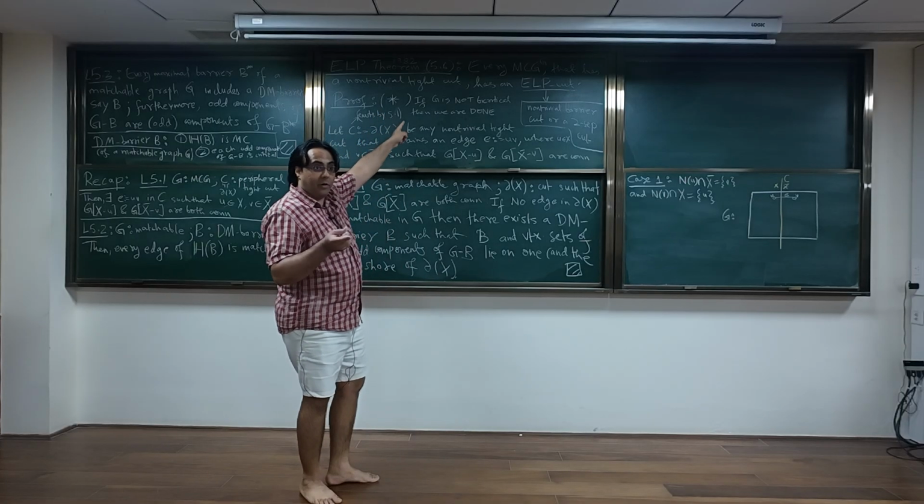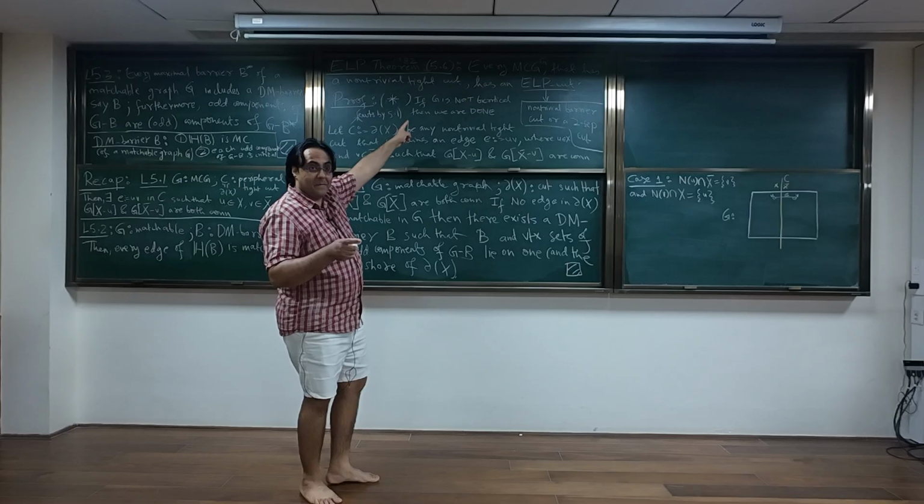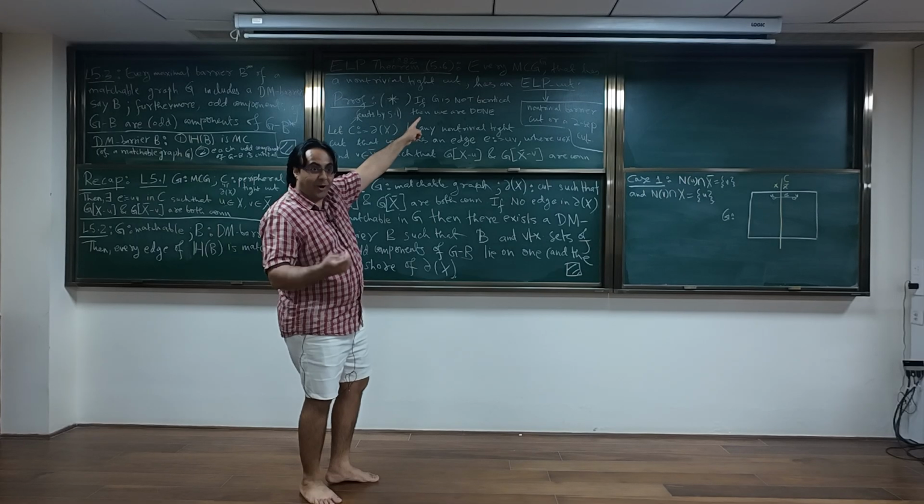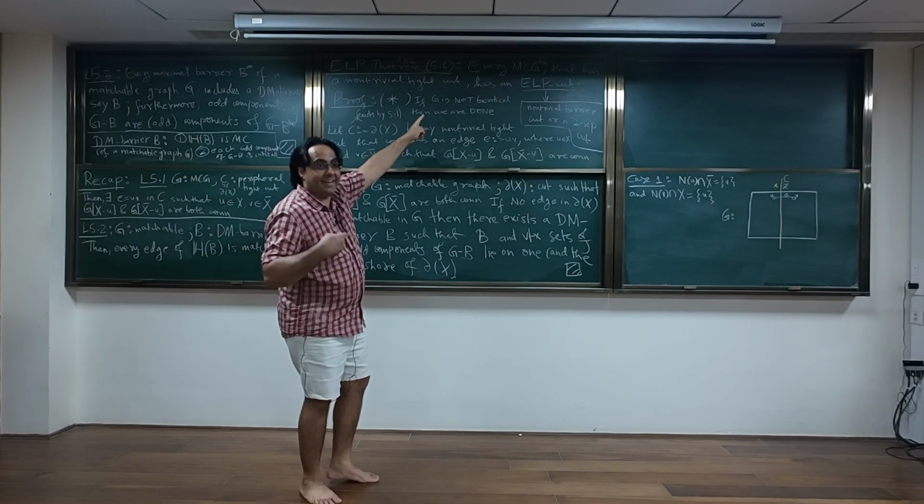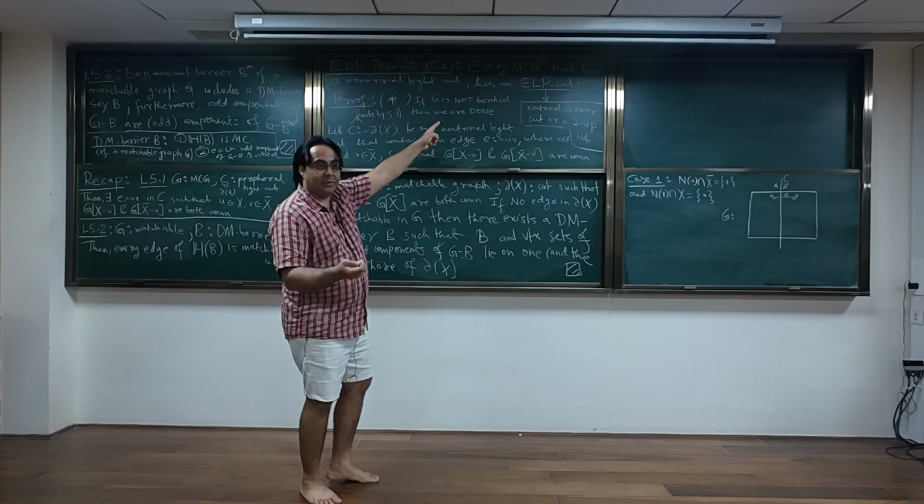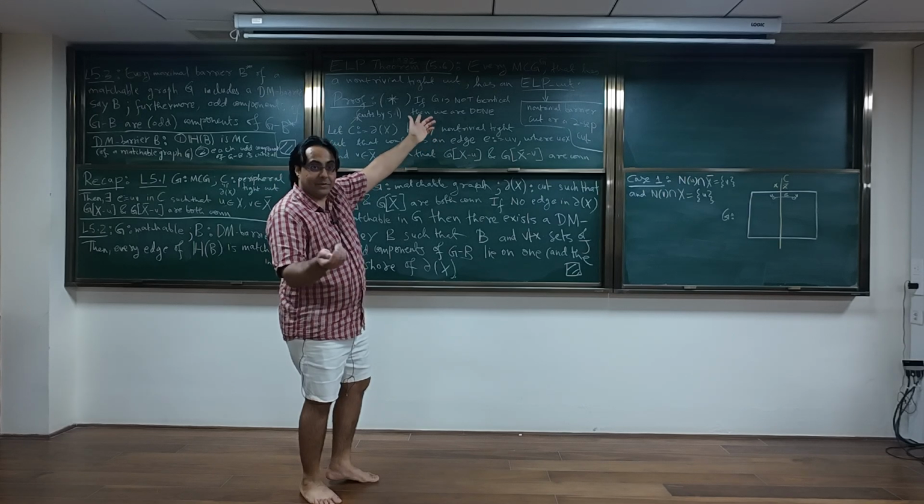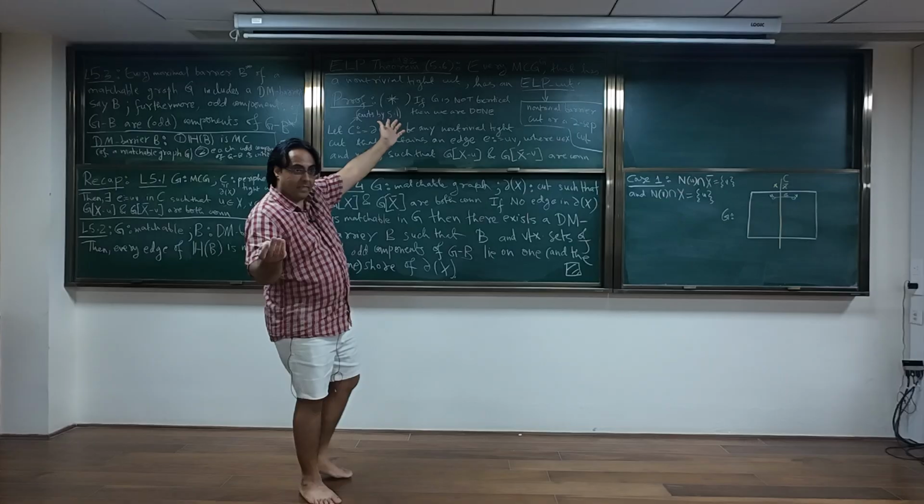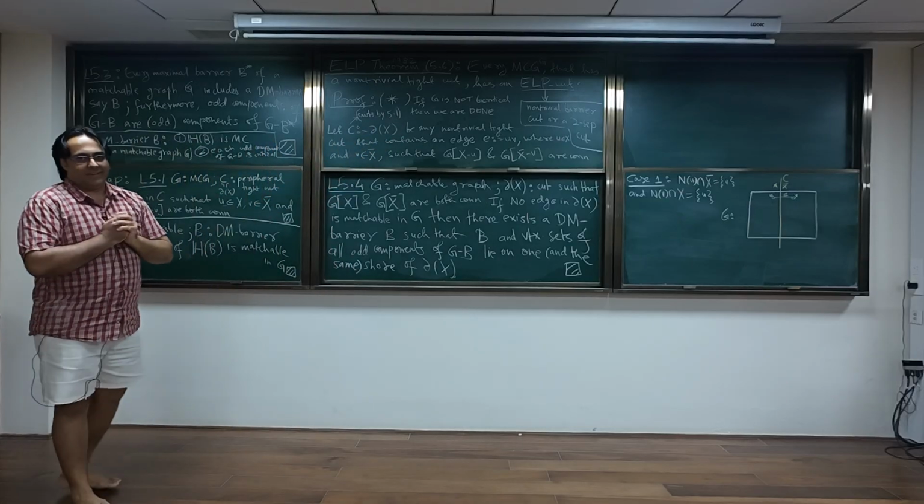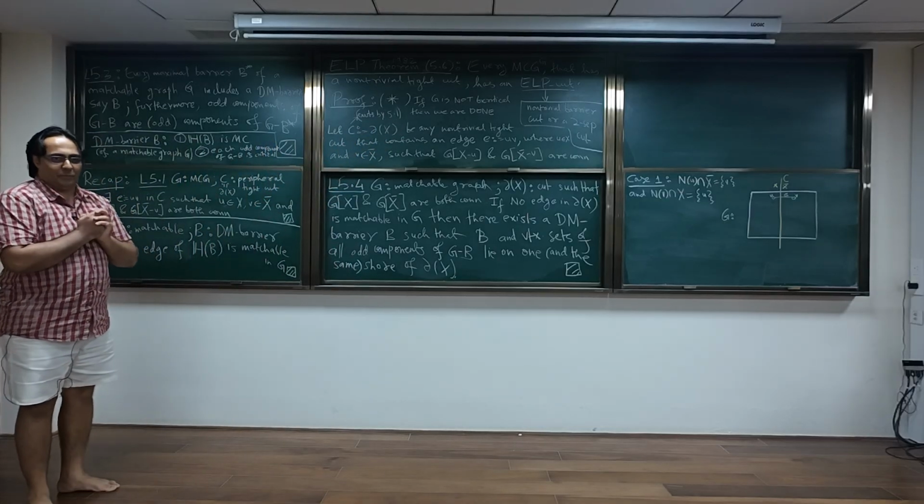In one case, we will not be able to do that because there exist bicritical graphs. So in some case, we should not be able to do this. That is the case where we will show that there is a 2-separation cut. Okay, that's the general philosophy of the proof.